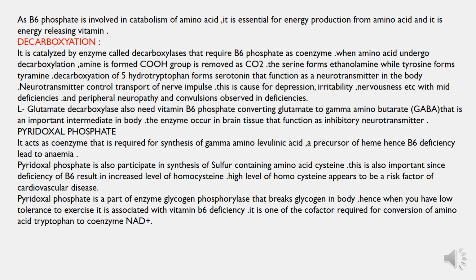Neurotransmitters control transport of nervous impulses; deficiency is a cause of depression, irritability, nervousness, etc. Mild deficiencies, and peripheral neuropathy and convulsions, are observed in deficiency. L-glutamate decarboxylase also needs vitamin B6 phosphate, converting glutamate to gamma-aminobutyric acid, that is GABA, which is an important intermediate in the body. The enzyme occurs in brain tissue, where GABA functions as an inhibitory neurotransmitter.